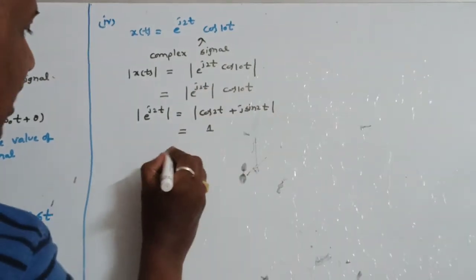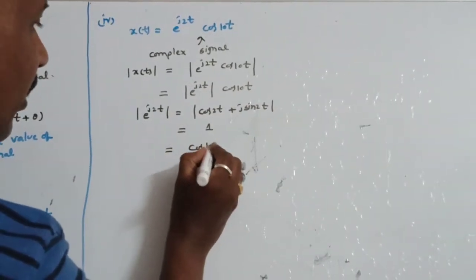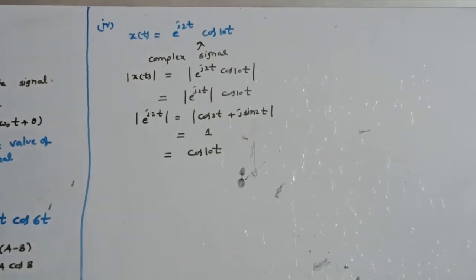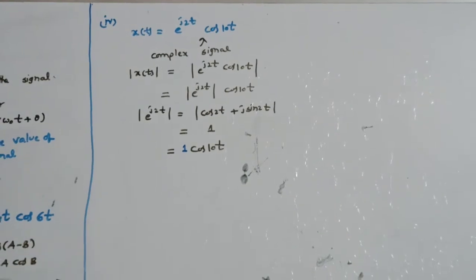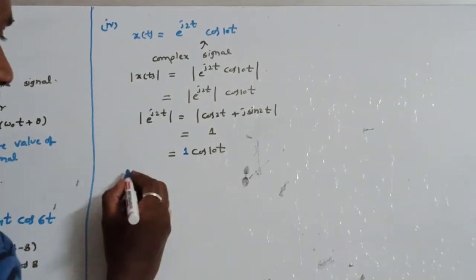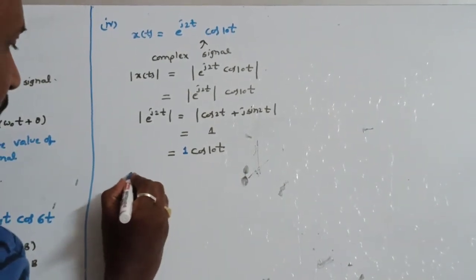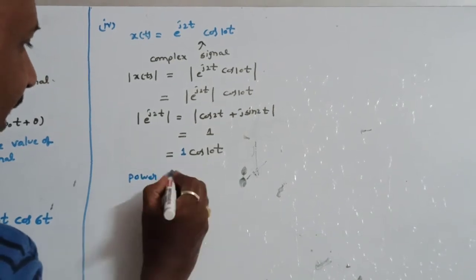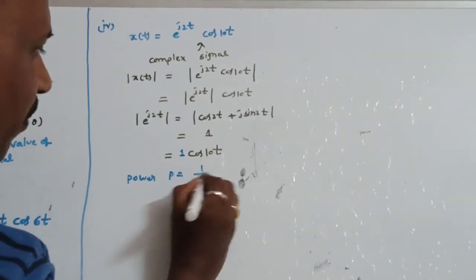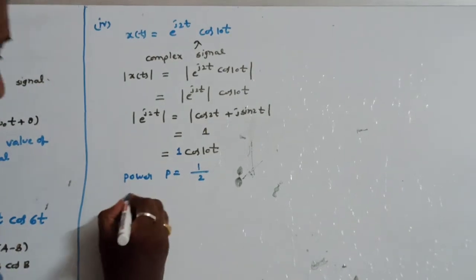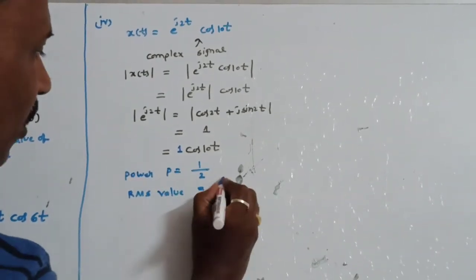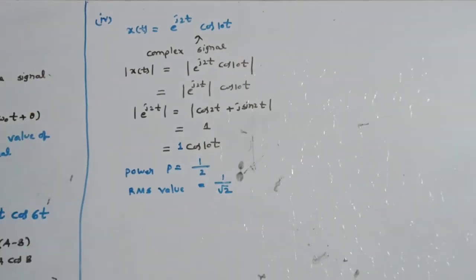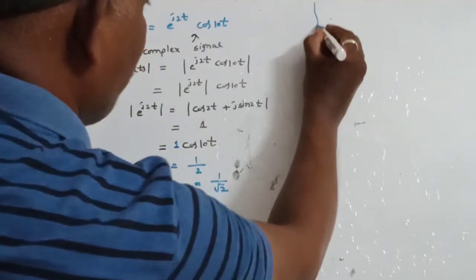So what will be the answer? cos 10t. You can clearly see that the amplitude of the signal is 1. Therefore the power of the signal you can directly take as A square by 2, that is 1 by 2. The RMS value is square root of power, 1 by root 2. So in this way you can answer this problem.